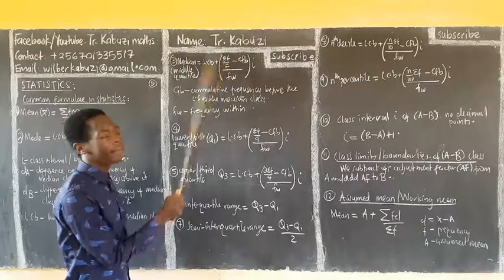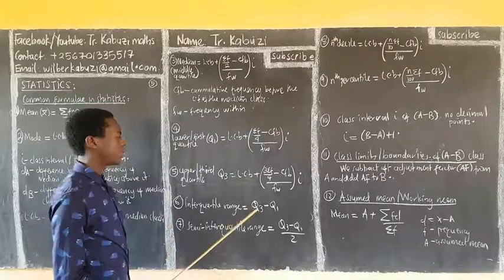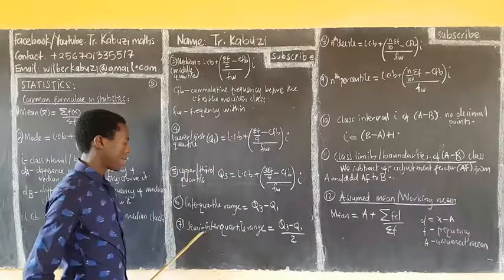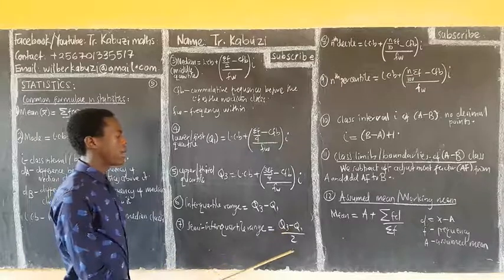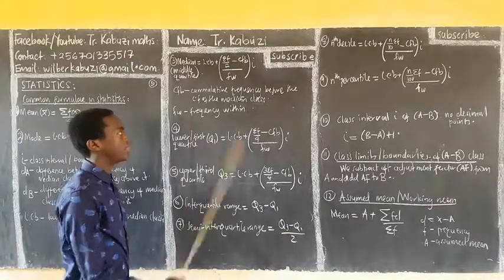Then the interquartile range is Q3 minus Q1. Then the semi-interquartile range is Q3 minus Q1 over 2, where Q3 is here and Q1 is here.